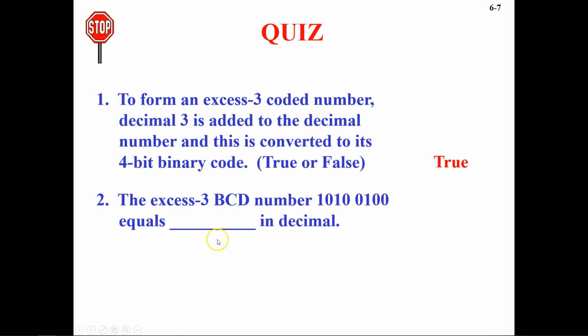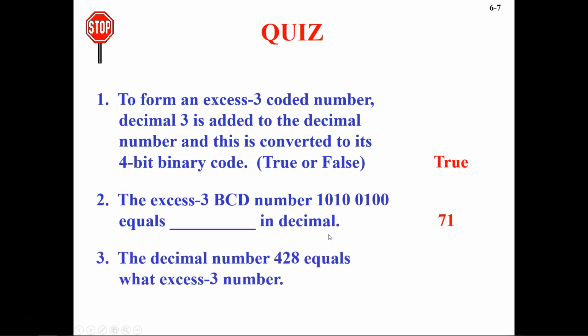Now next is the excess 3 BCD number 10100100 equals to what in decimal. So if you look back into the excess 3 code table, then you will realize that this 0100 represents your 1 and 1010 represents your 7. So answer is 71.